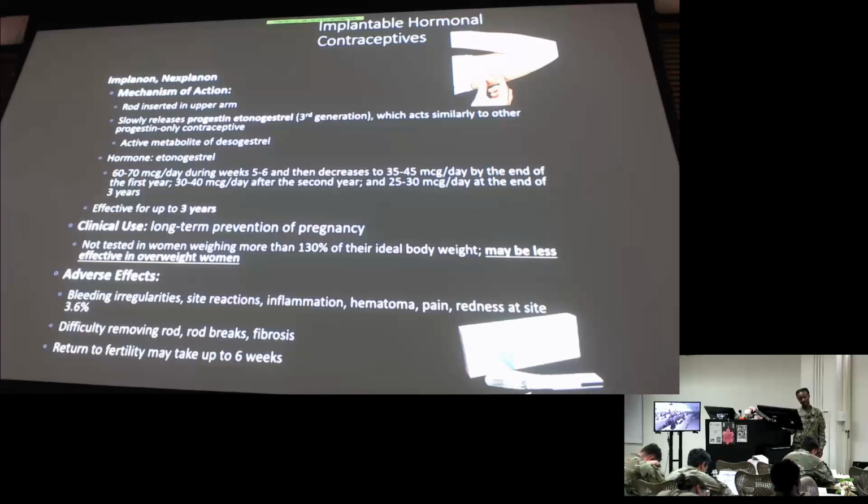When you look at the efficacy, again, with the weight, anytime we're looking at these hormones, understand that the more overweight someone is, the more likely the efficacy is going to go down. Your adverse effects are very similar to all of the other things that we looked at, except for the rod potentially breaking. These are those complications that we would have. Redness at the site, because they're going to have to inject and put that Nexplanon inside of someone. And then the return to fertility, it will be up to 6 weeks once they remove it.